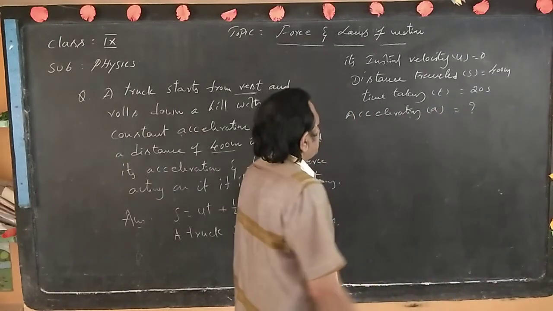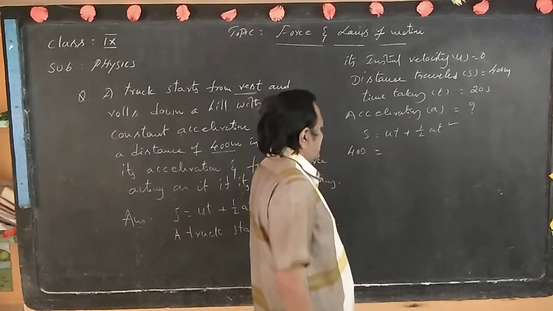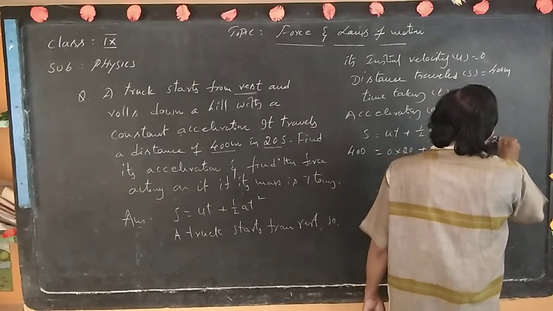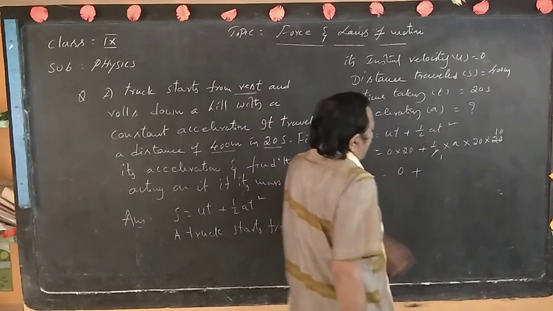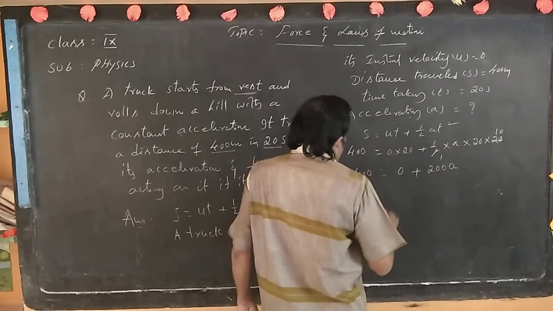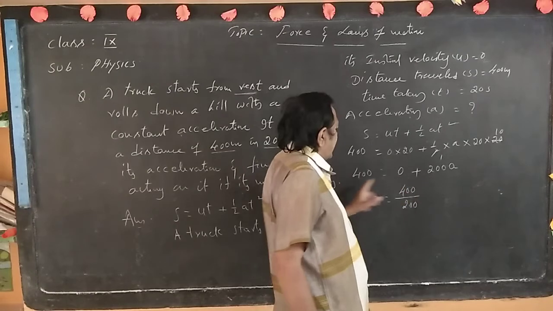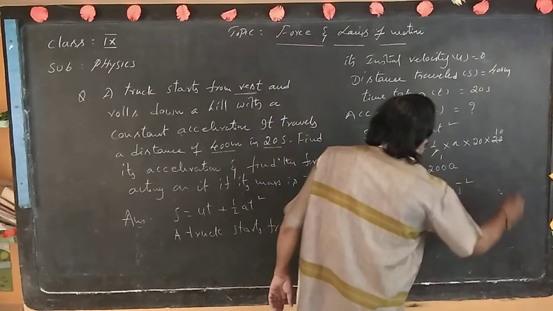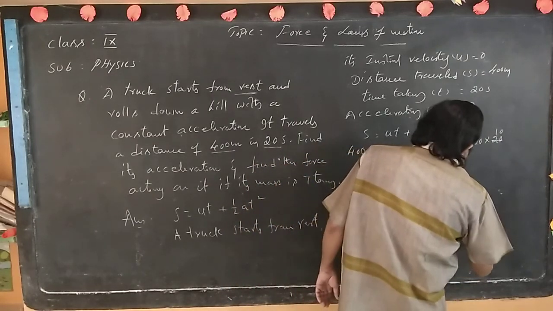Now acceleration a is equal to how much? Substitute in the equation s is equal to ut plus half at square. 400 meters is equal to 0 into 20 plus half into a into 20 into 20. 0 into anything will be 0, plus 20 into 10 means 200a. So 200a is equal to 400, then a is equal to 400 by 200. Now a is equal to 2 meters per second square. Therefore, the acceleration acting on the truck will be 2 meters per second square.